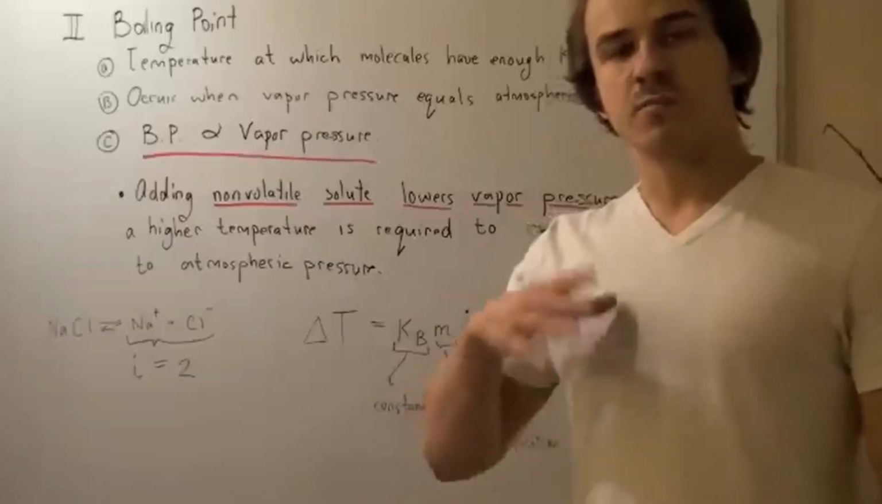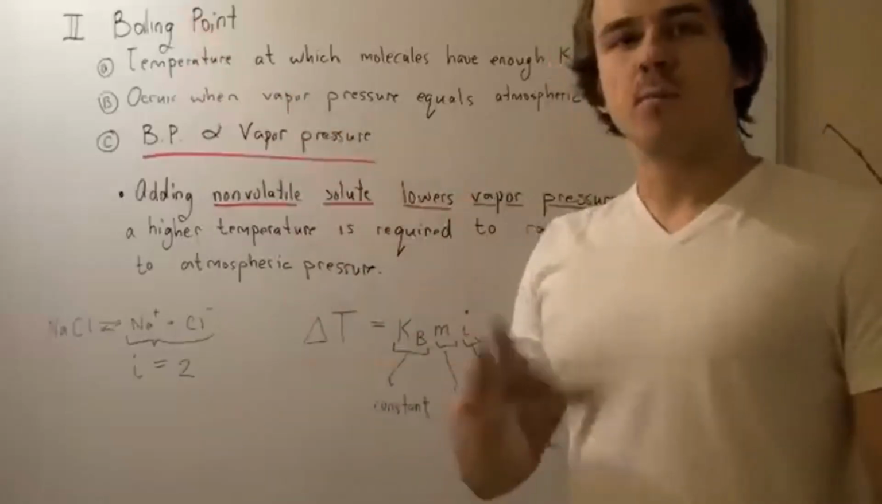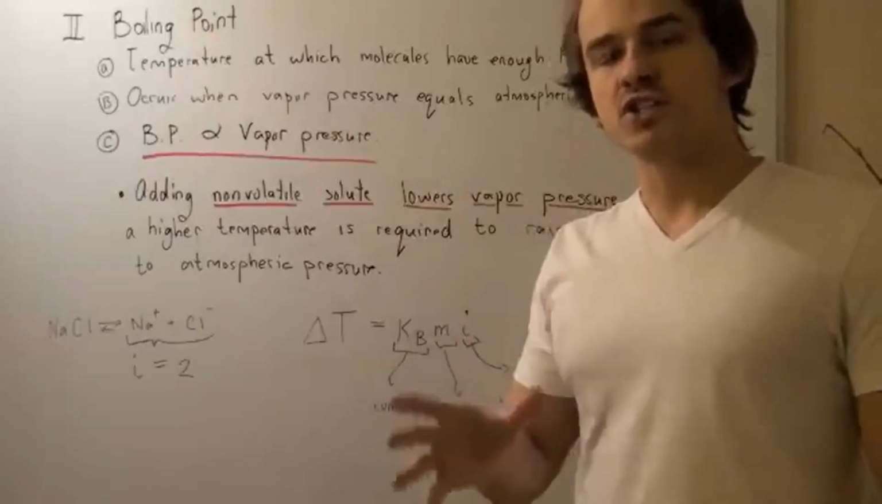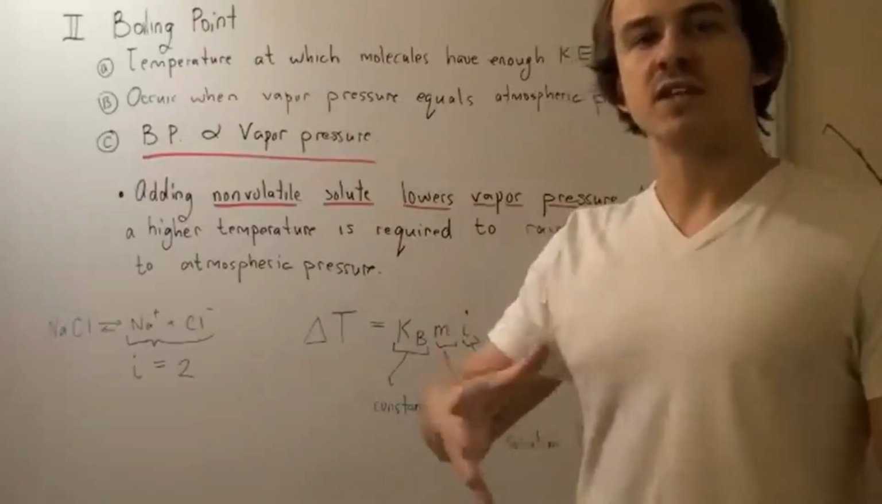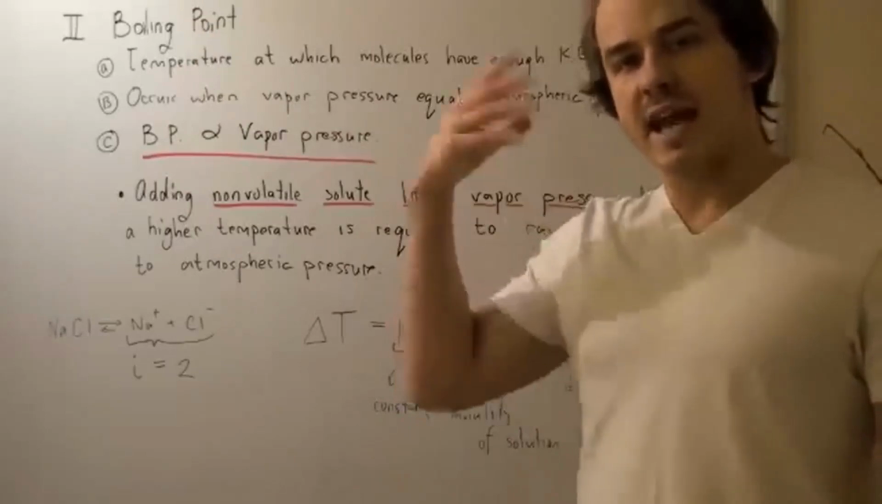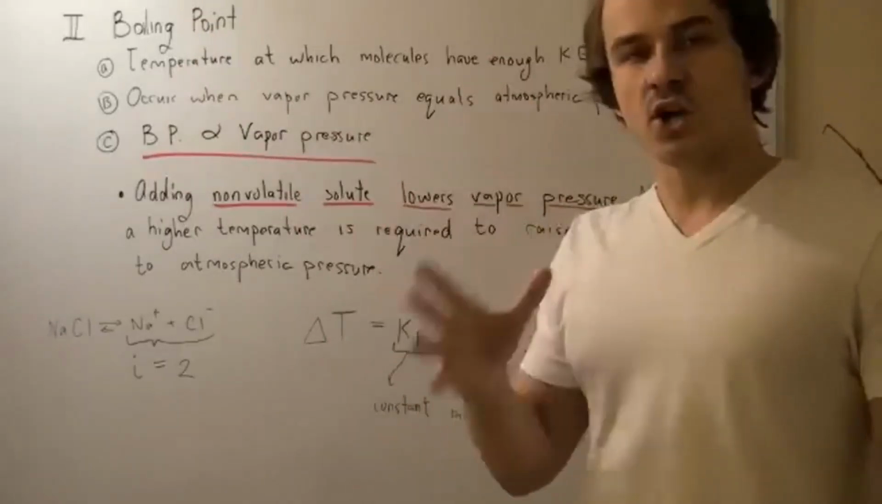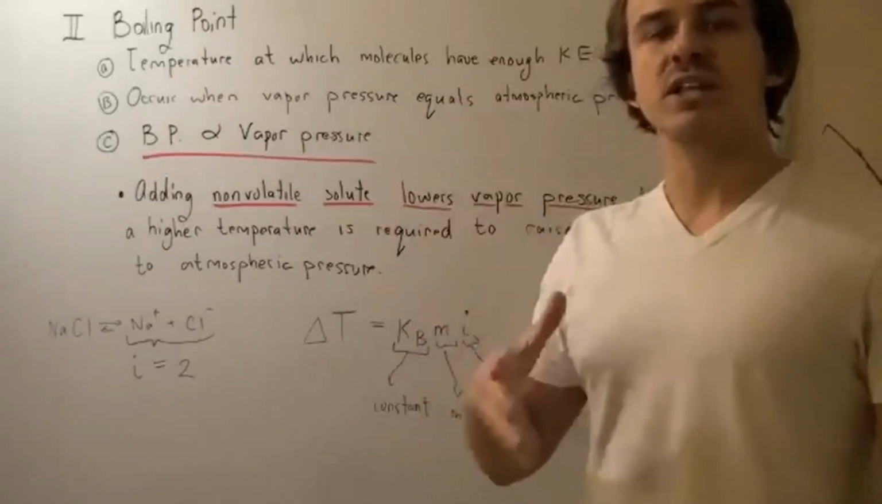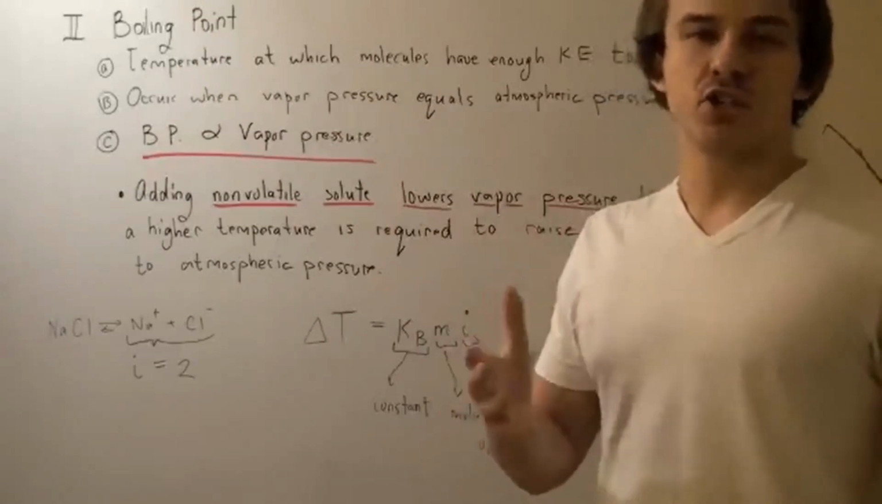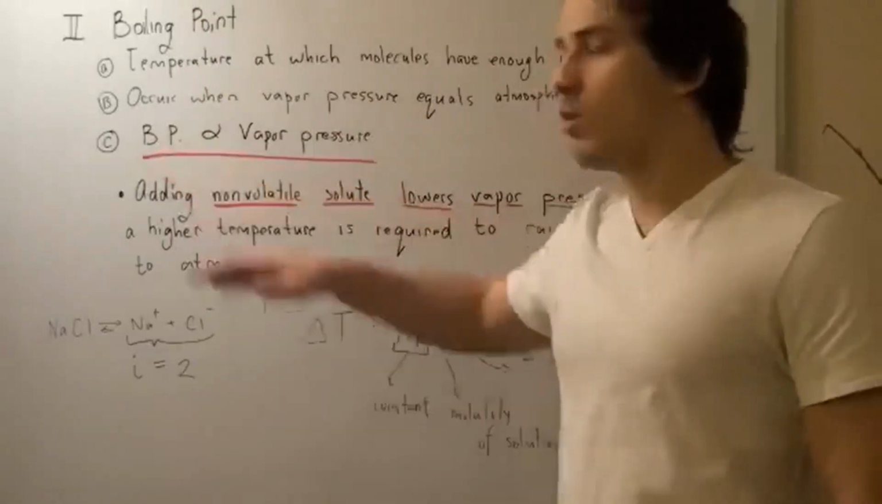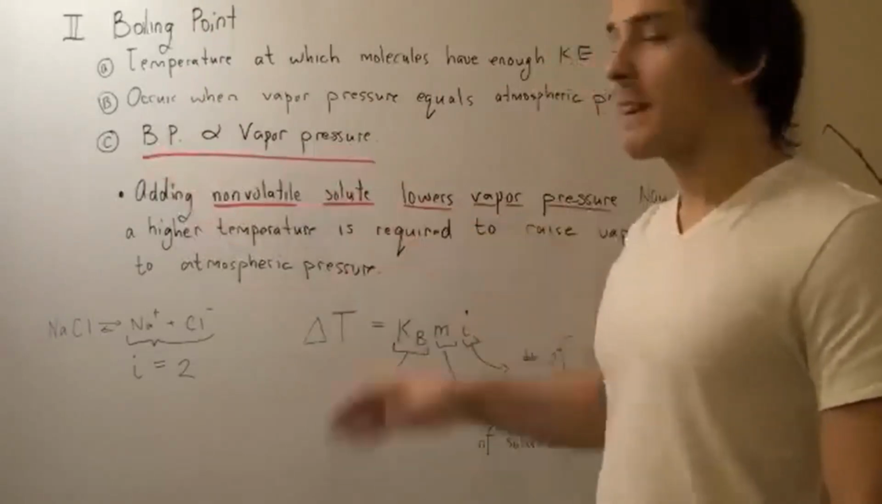The second colligative property is called the boiling point. The boiling point is the temperature at which the liquid molecules have enough kinetic energy to escape into the gas state. Now this occurs when the vapor pressure of the liquid equals the atmospheric pressure. So we see that the boiling point is related to the vapor pressure.